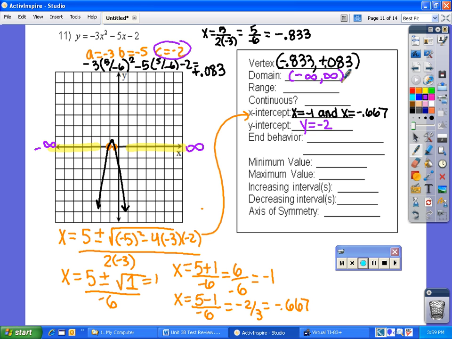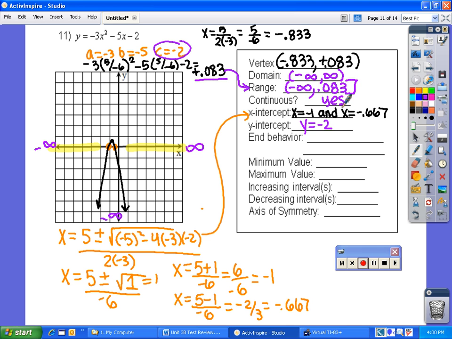Since this graph is upside down, that means it goes all the way down to negative infinity and then stops up here. And up here is the second number of my vertex. So this you will use for the range. So it goes from negative infinity and stops there with the bracket. And yes, it's continuous.